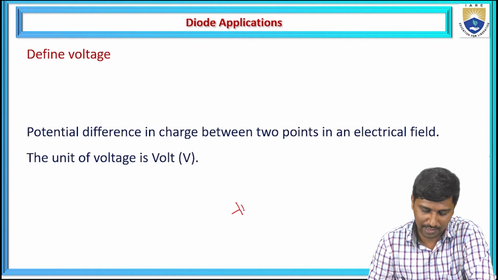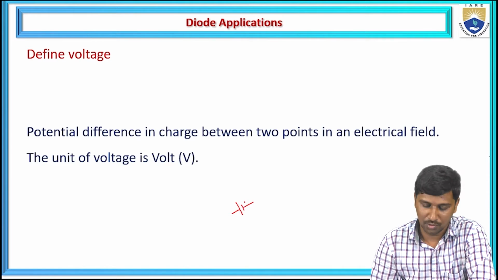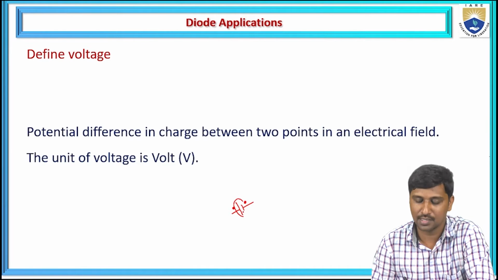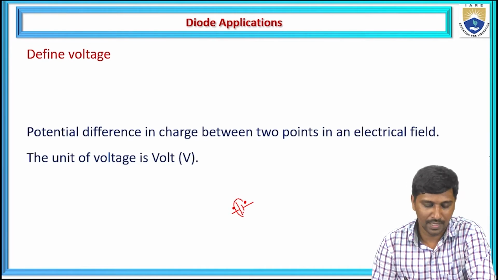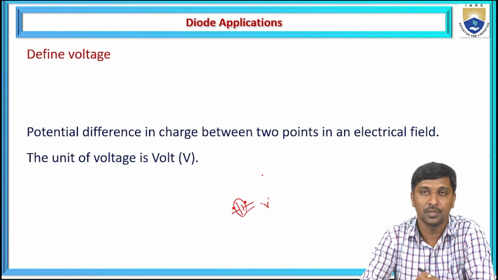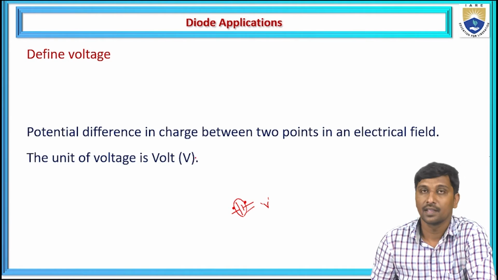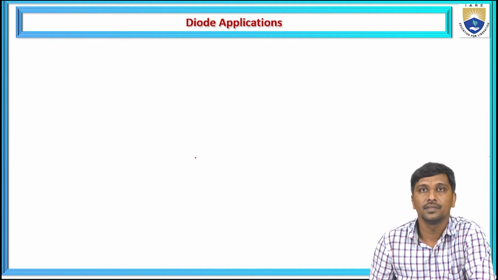So this is an electric field, and this is a potential difference between two points. This is one point and this is another point. Here we are measuring the potential difference between these two points when we are applying some electric field. That is measured in terms of voltage, and the unit for voltage is volts, represented as capital V.